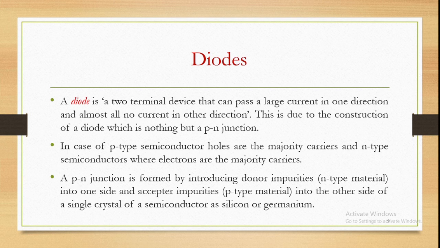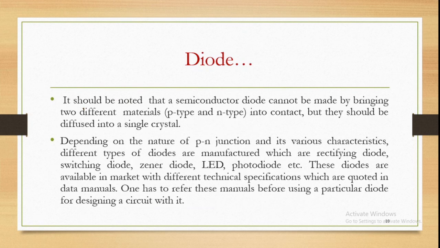In a PN junction we have a p-type semiconductor having holes as the majority carriers, and an n-type semiconductor having electrons as the majority carriers. A PN junction is formed by introducing donor impurity, n-type material, into one side of acceptor impurity, p-type material. So we can have a single crystal of semiconductor such as silicon or germanium, where we can form a diode.